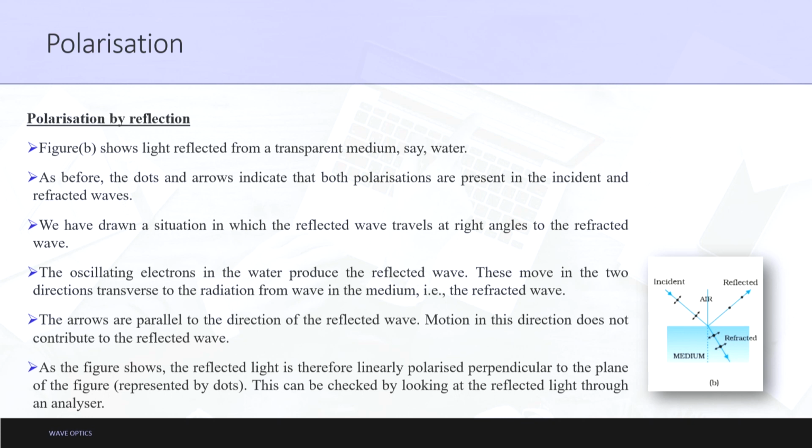Let us move on to the second concept now, that is polarization by reflection. Figure B shows light reflected from a transparent medium, say water. Let us suppose that reflection happens here, or that some refraction happens here. From the figure, it is quite evident that there is a mixture of both reflection and refraction. In real life, no surface is 100% reflective, and nothing is 100% refractive. It is always a combination of both.